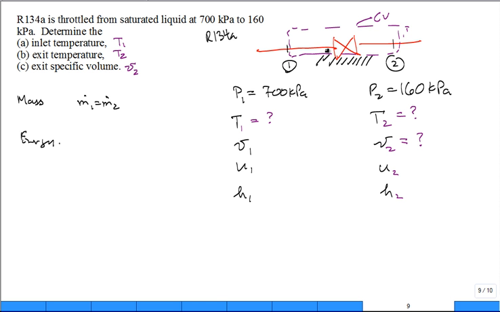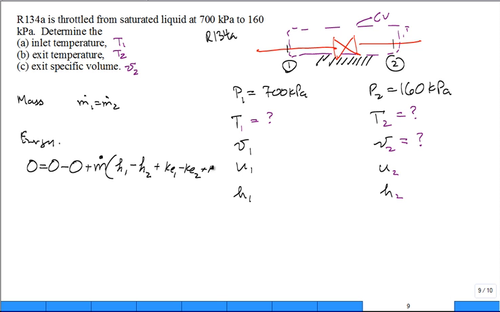Is there any shaft work? No. So we write our energy balance: steady state, no heat transfer, no shaft power, and we have just one flow rate coming in, m dot. It's bringing with it its enthalpy, taking out its enthalpy, bringing with it its kinetic energy, taking out its kinetic energy.